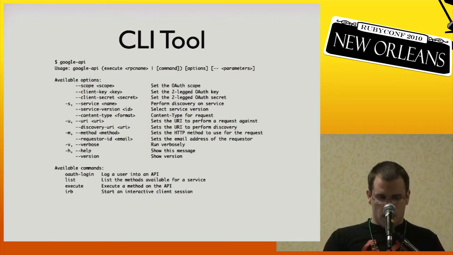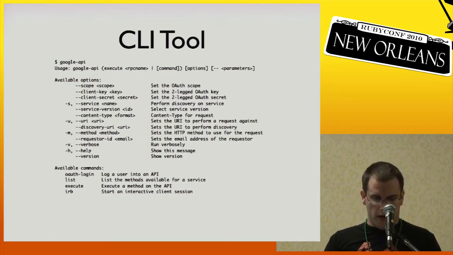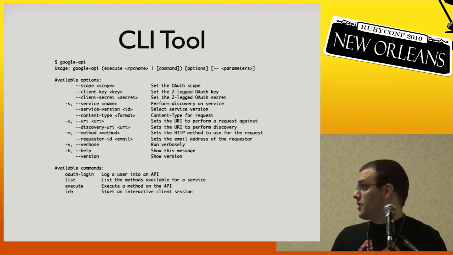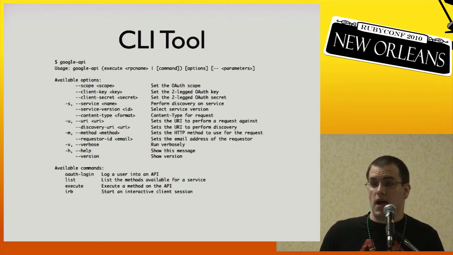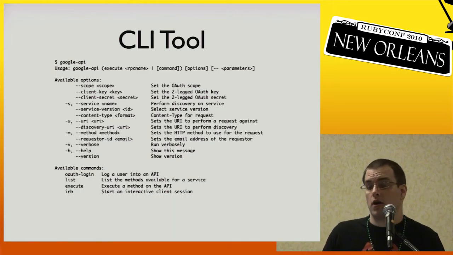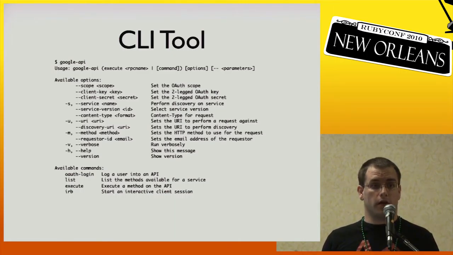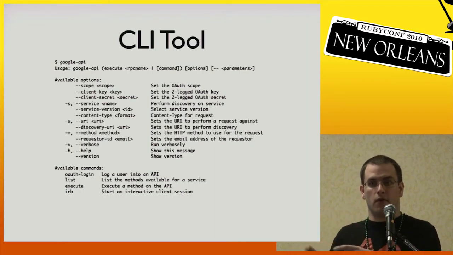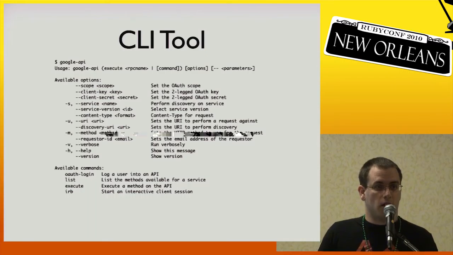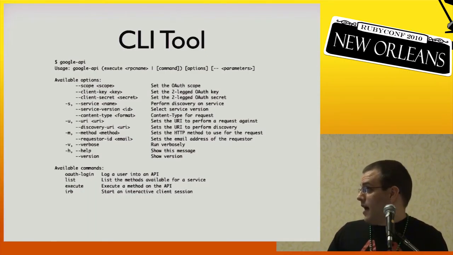It has a couple of functions. You can start off by logging in as a particular user. It also has the ability to access the discovery endpoints. So for example, you can list all of the methods available on a particular service. In my demo, I'm going to show how to discover everything that the Buzz API can do. It can then execute a method, passing in whatever parameters you need.